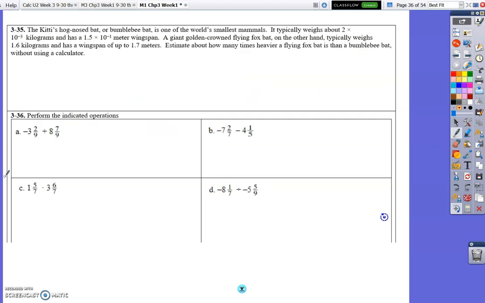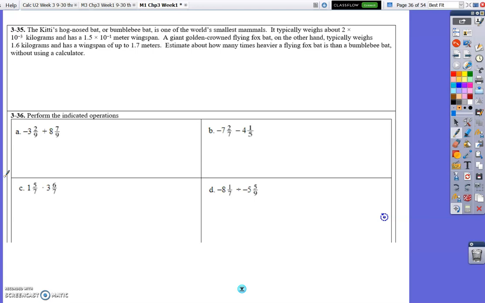Then we have these two. Kitti's hog-nosed bat, or bumblebee bat, is one of the world's smallest mammals. It typically weighs about 2 times 10 to the negative 3 kilograms and has a 1.5 times 10 to the negative 1 meter wingspan. A giant golden-crowned flying fox bat, on the other hand, typically weighs 1.6 kilograms and has a wingspan of up to 1.7 meters. Estimate how many times heavier a flying fox bat is than a bumblebee bat without using a calculator.